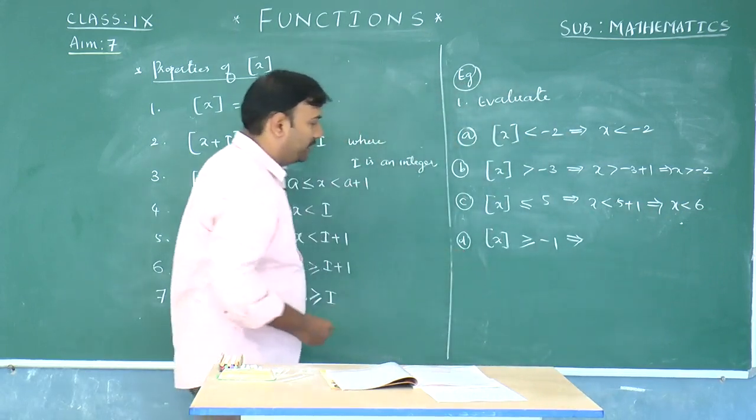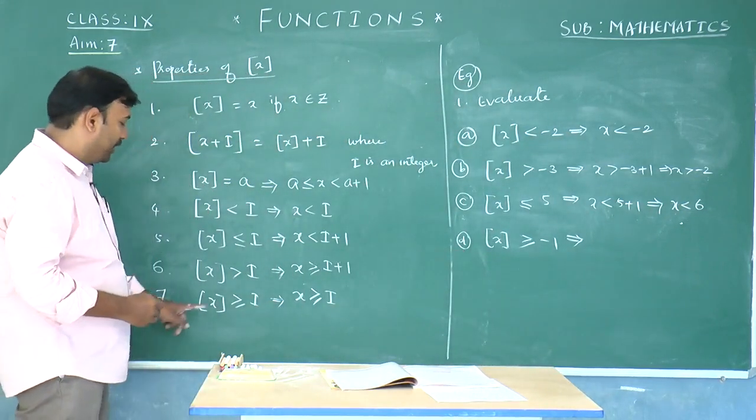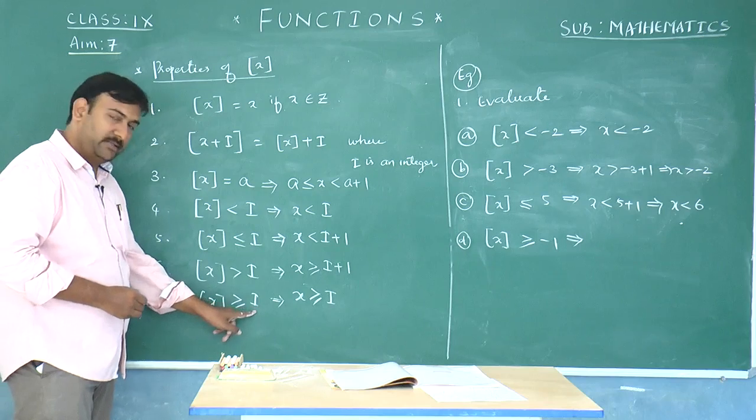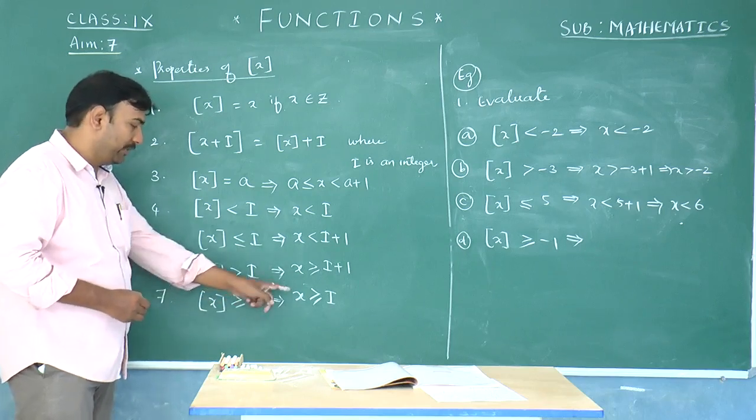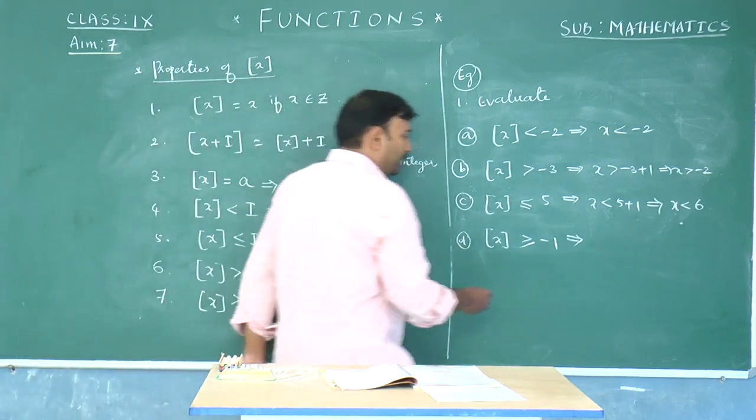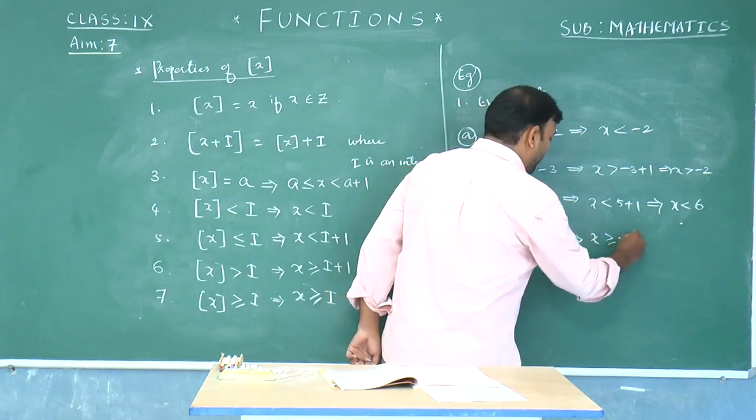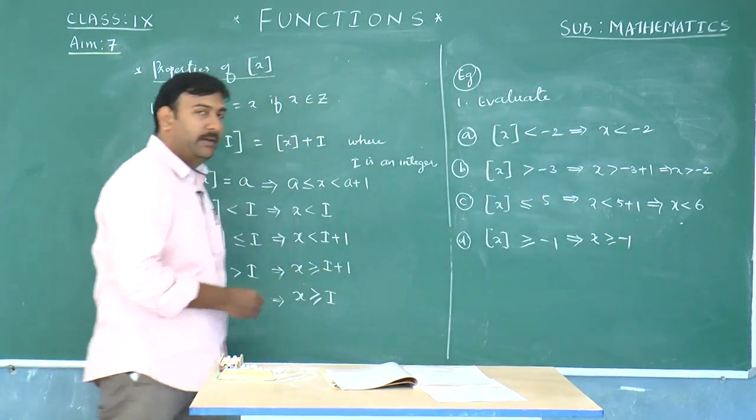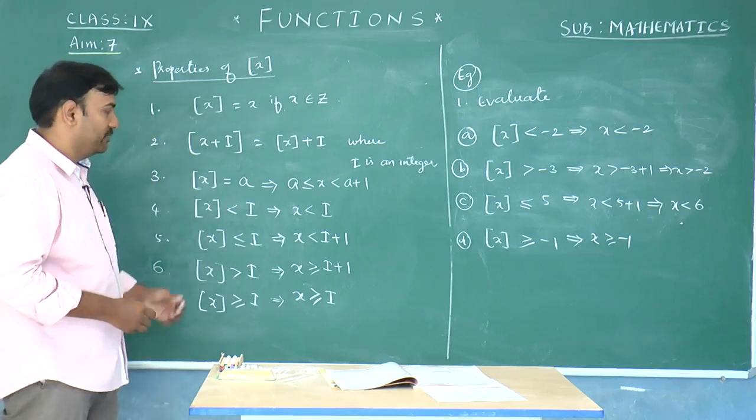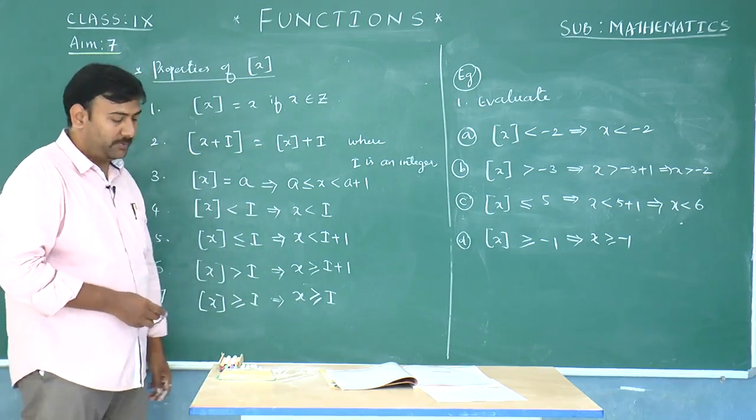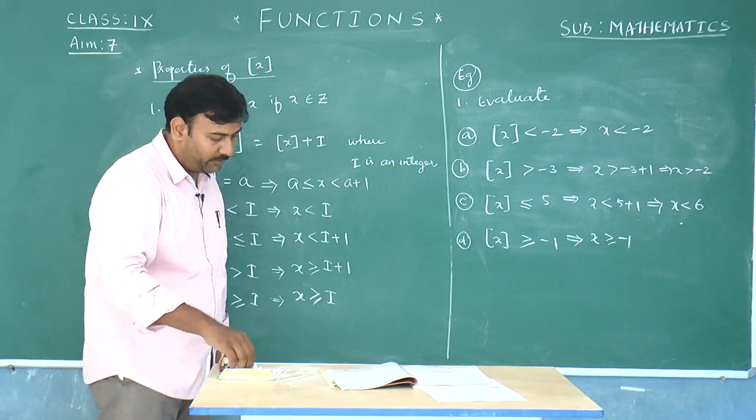Coming to the final one, that is step x greater than or equal to minus 1. Here it's an integer, so we can apply the property x is greater than or equal to I. That means x is greater than or equal to minus 1. So in this way, by making use of the properties of the step function, we can go ahead with solving this kind of inequations.